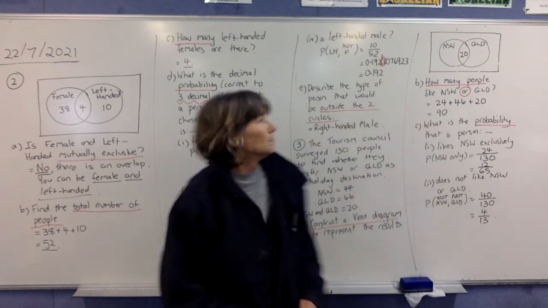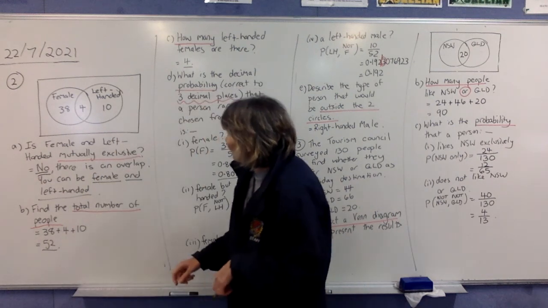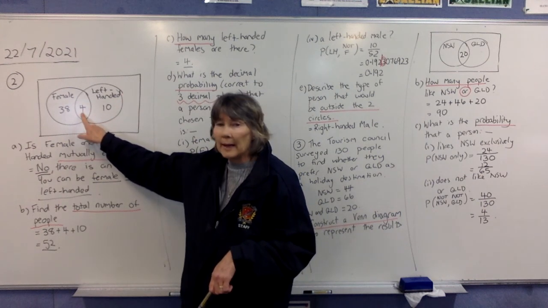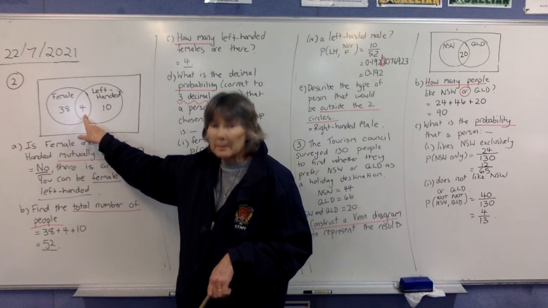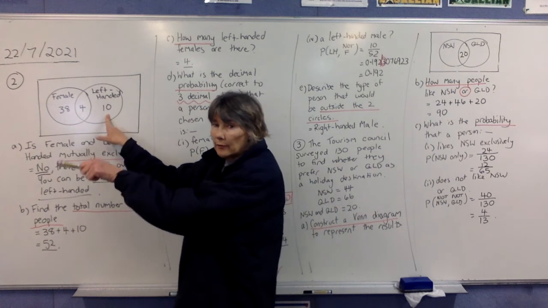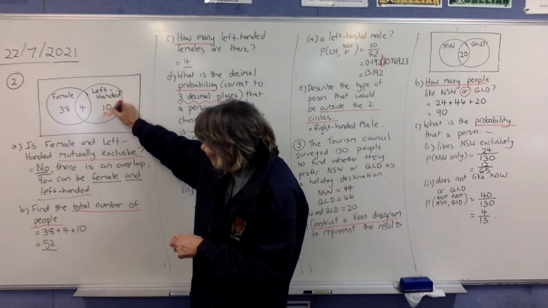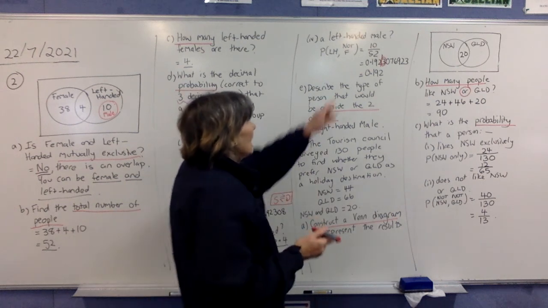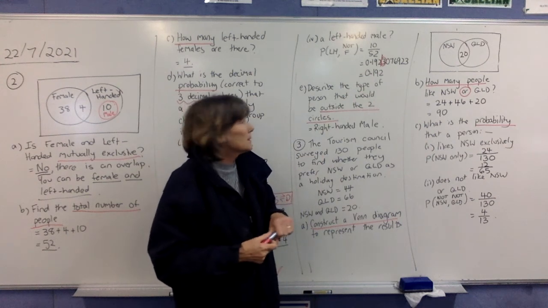All right, the next one, the probability of a left-handed male. Now, this is your left-handed group. These people here fitted into the female group. So they are left-handed and female. So these 10 here are left-handed, but they're not female, so they must be left-handed males. Okay, that's what they are. So we have 10 out of 52. Get your decimal and round off to 3 decimal places.